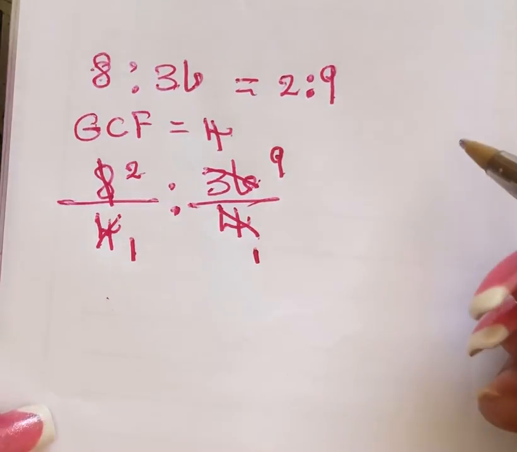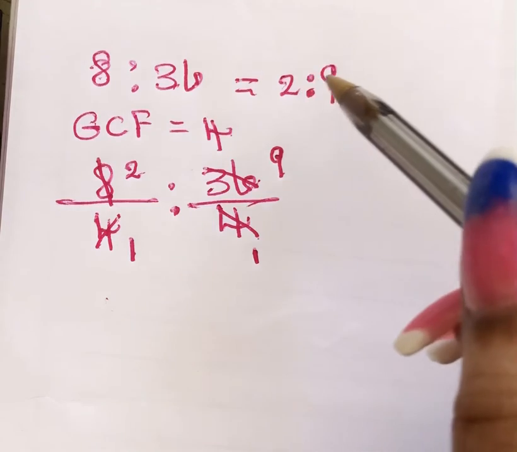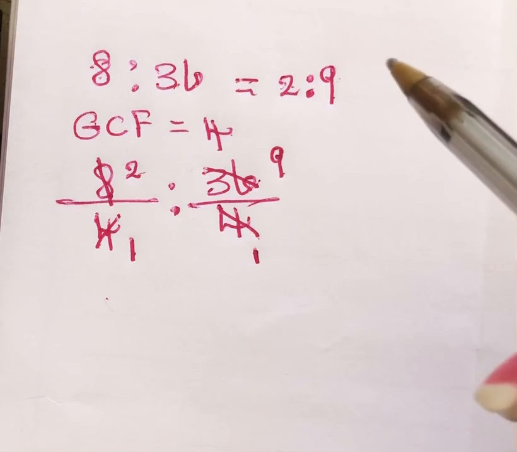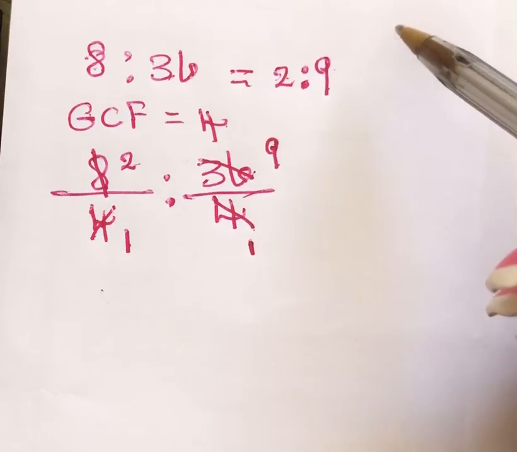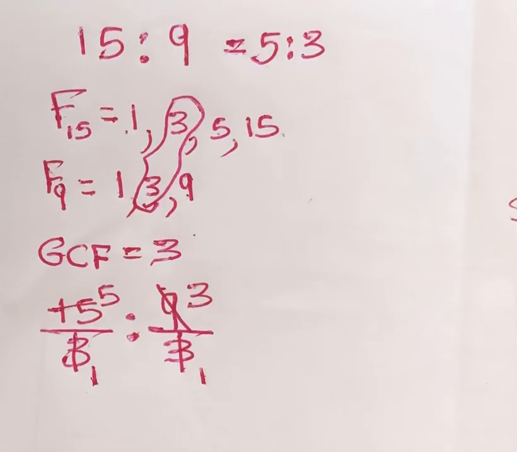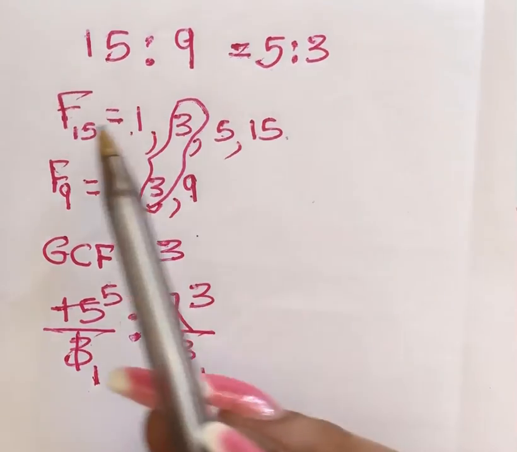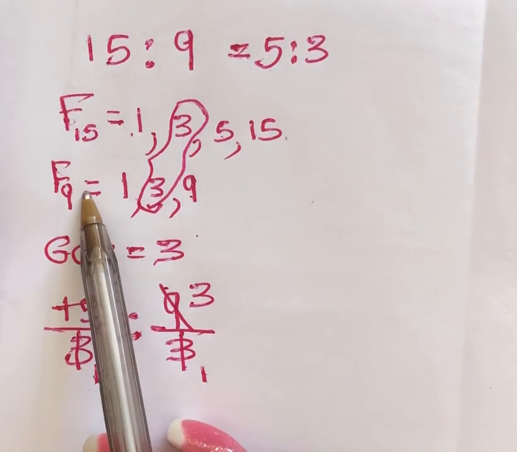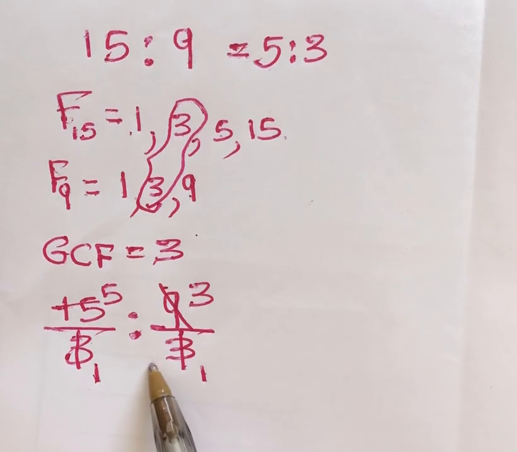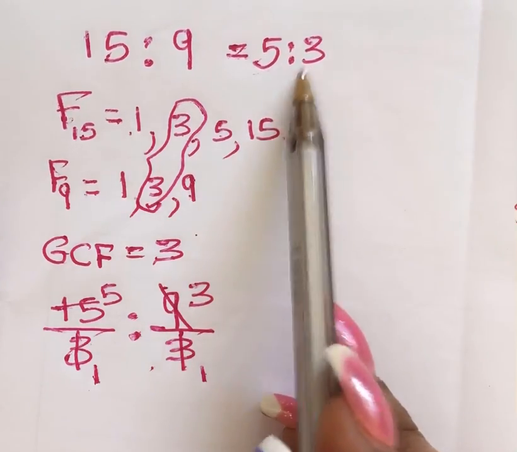2 to 9. Now, there is no further reducing because there is no number other than 1 that goes into both of them, and we cannot use 1. We will need a larger number in order to divide. So I skipped one step, as you may see from the previous one. I showed you how to find the factors of each of the numbers. Then we found the greatest common factor and we simplified before we got our answer.